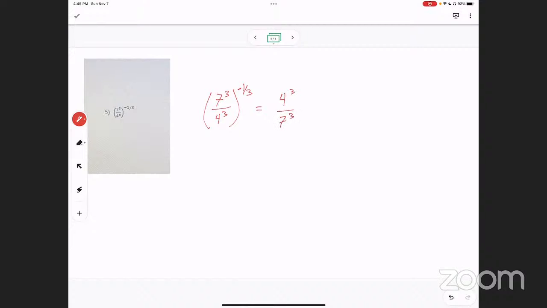Is that 7/3 or 7/2? I can't really read that. I think it's 7/3. Okay. To the what power? So the 1/3. Good. And now what do I do?